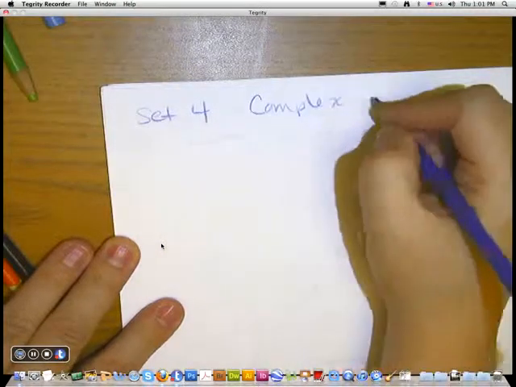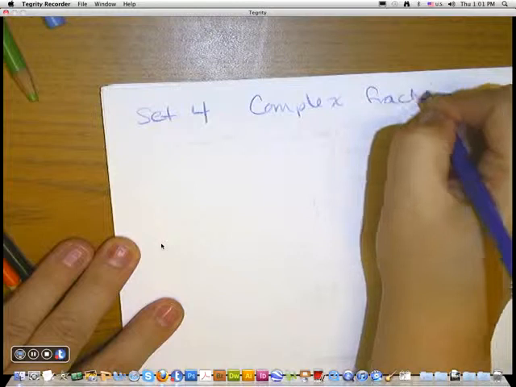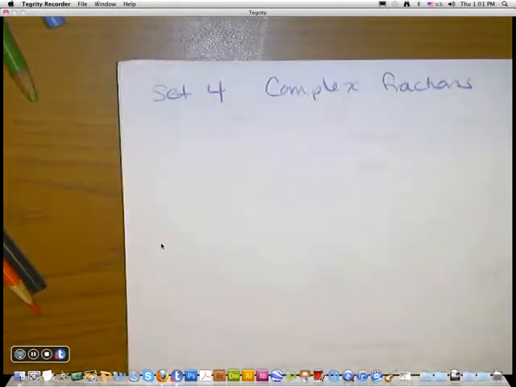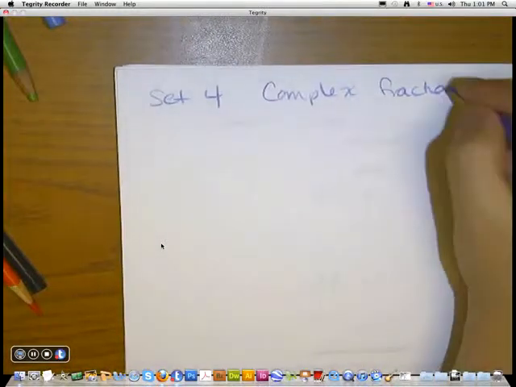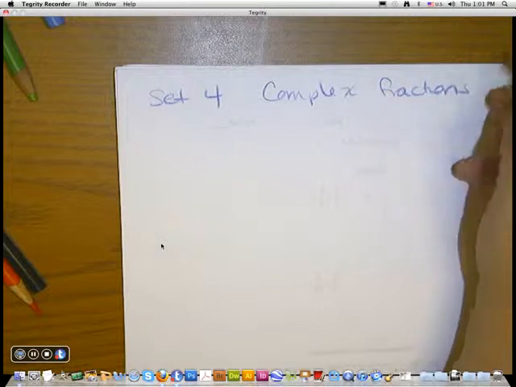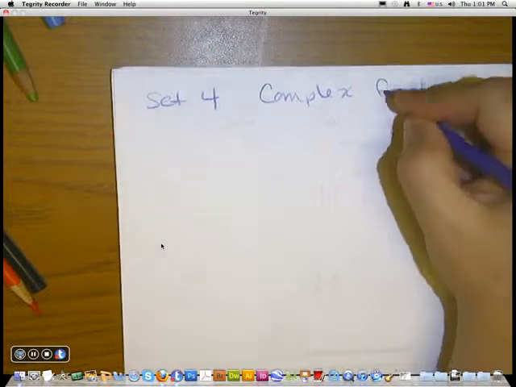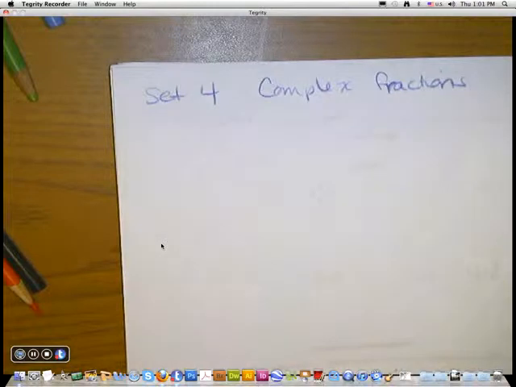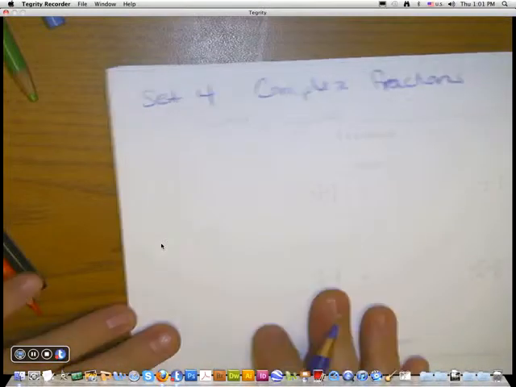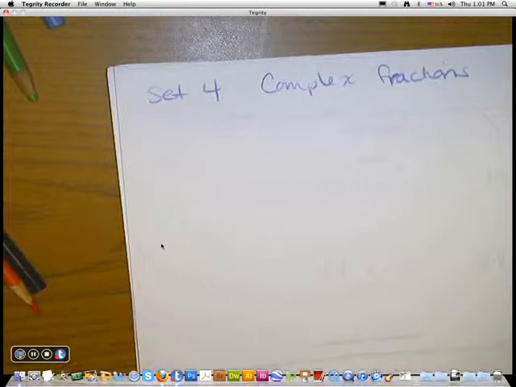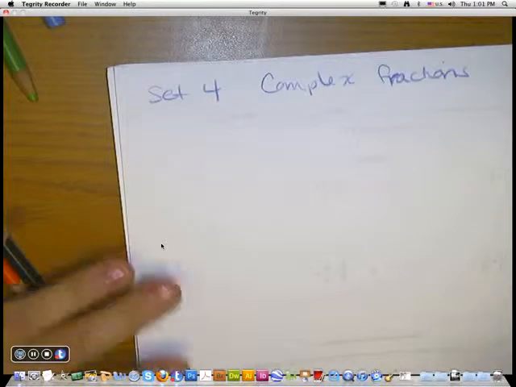Complex fractions. Even with the word complex, you're thinking, oh no, they're harder. They're not. Don't get too caught up in that. Hopefully I'm going to break it down so it's simple enough for you. But complex fractions just means that there are fractions within fractions.